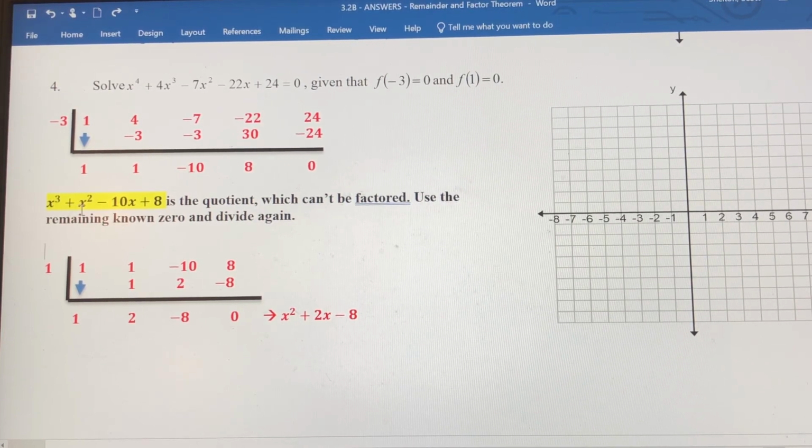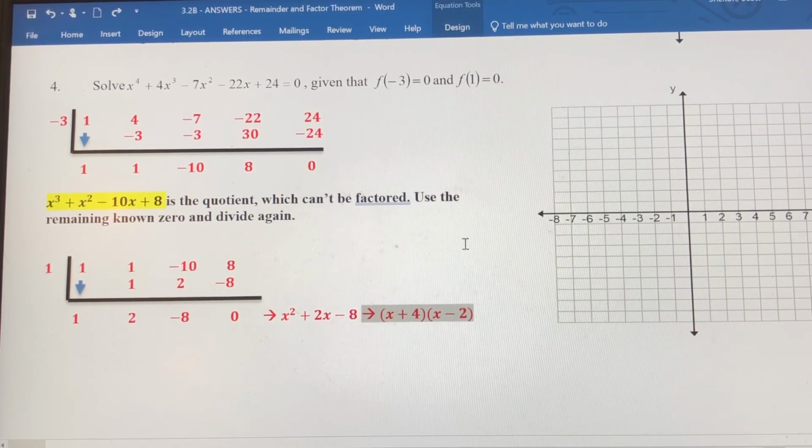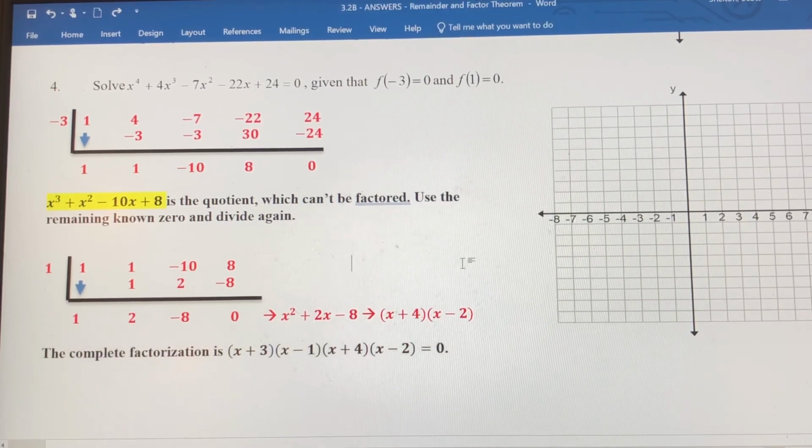Previously, this third degree polynomial up here could not be factored, so I had to continue with synthetic division. This can be factored, so I do want to factor that. And it factors to x plus 4, x minus 2. So I've got my 4 zeros now, and I've got my 4 factors. So my complete factorization.